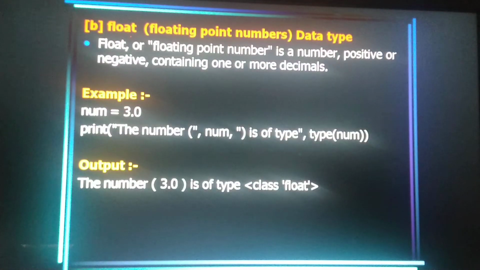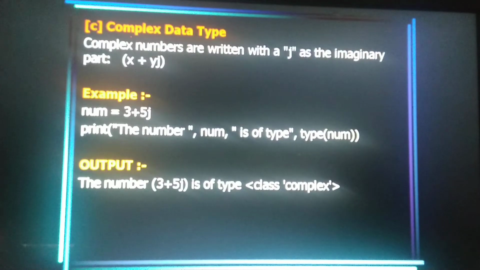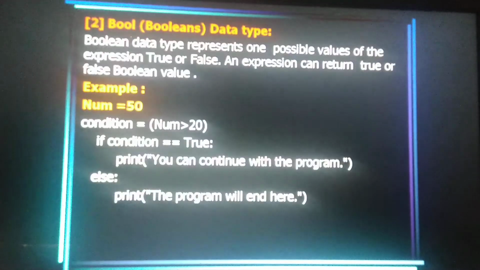Floating point number. The floating point number is a number, positive, negative, or containing one or more decimals, like number = 3.0. Complex numbers are written with j as imaginary, like x + yj. So these are known as complex data type.